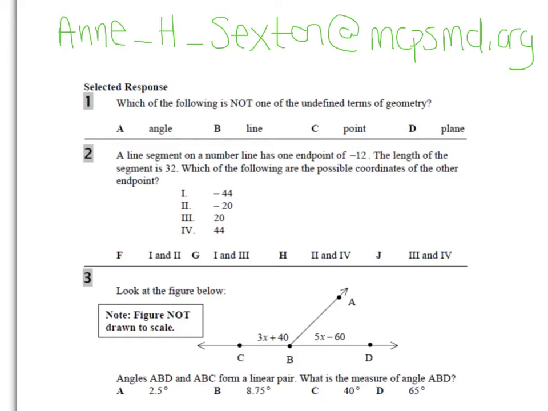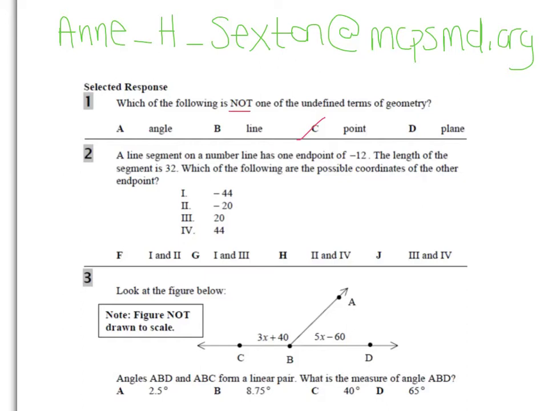So starting with number 1, which of the following is not one of the undefined terms of geometry? Well, there's 3 undefined terms. One is a point, and in geometry, a point has no dimension, has no actual size. So even though we represent a point with a dot, the point has no length, width, or thickness. All right, so even if we make a really tiny dot on a piece of paper, it still has a thickness. There's no way for us to actually represent a point in real life, which is why it's an undefined term.